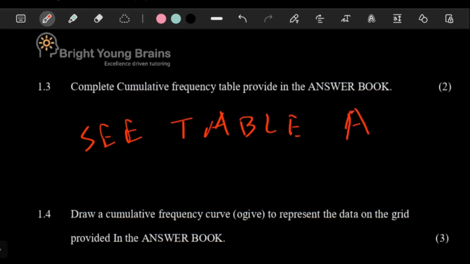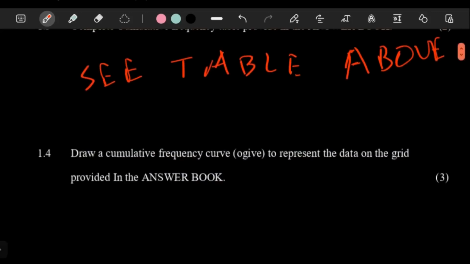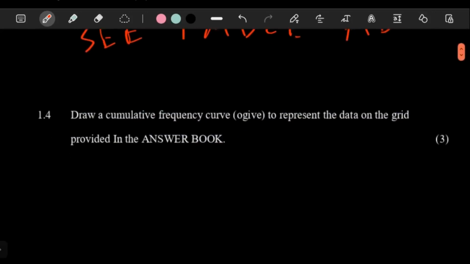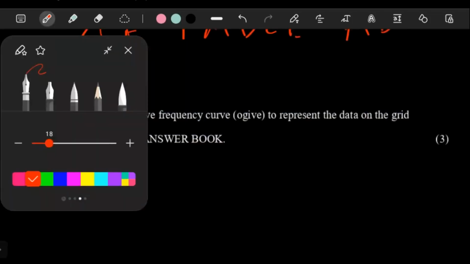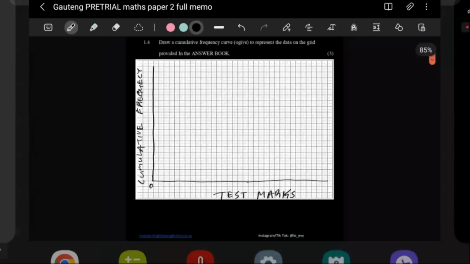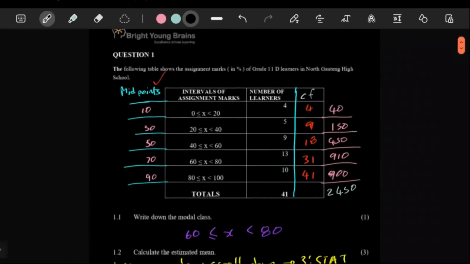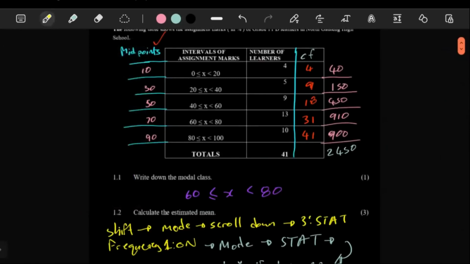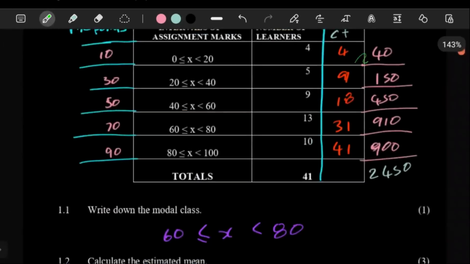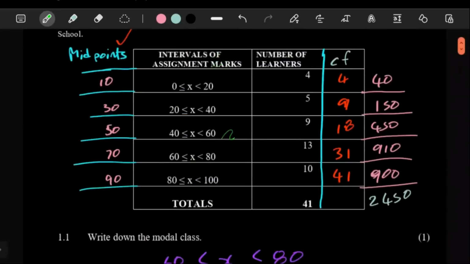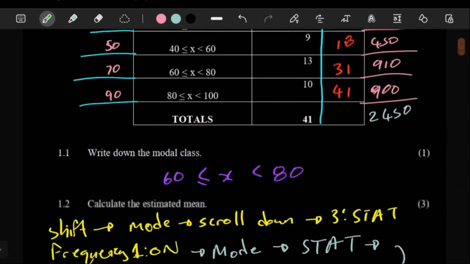The next question, let's see what it wants us to do. It says, draw a cumulative frequency curve, an ogive, to represent the data on the grid. These mock papers are just so similar. So for your cumulative frequency curve, you can see your data here. You need to be careful. In terms of the scale, you're going to need to use these values to help you with the scale, because you're going to have 2 sections: the test marks, and then the cumulative frequency.